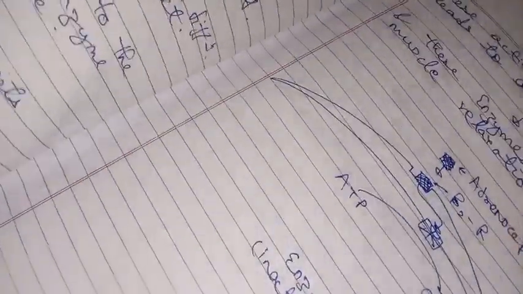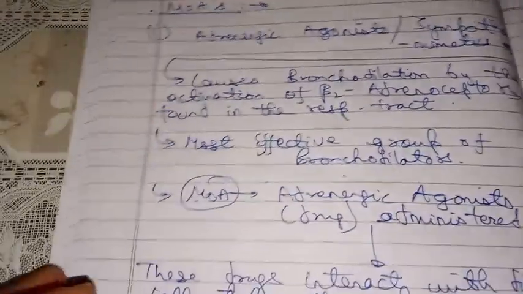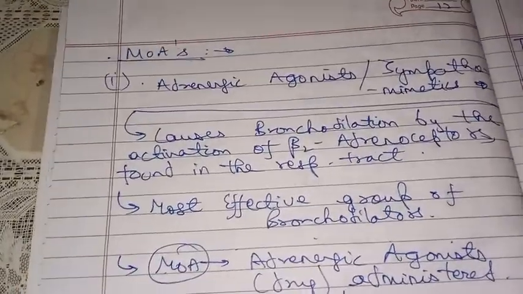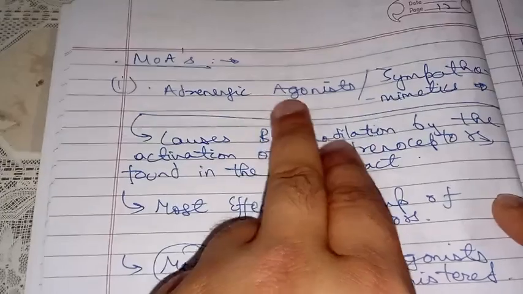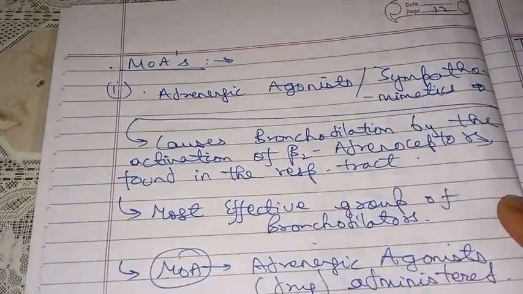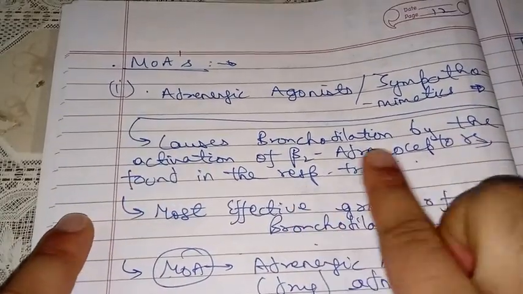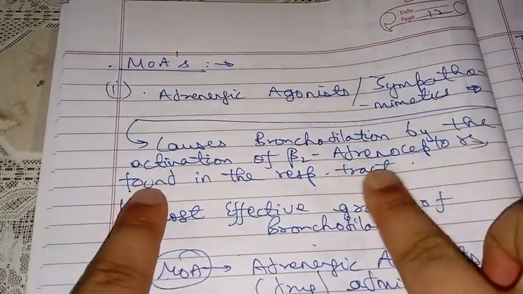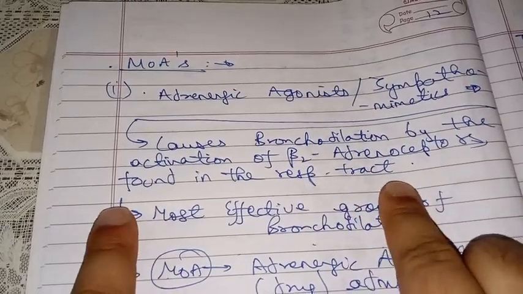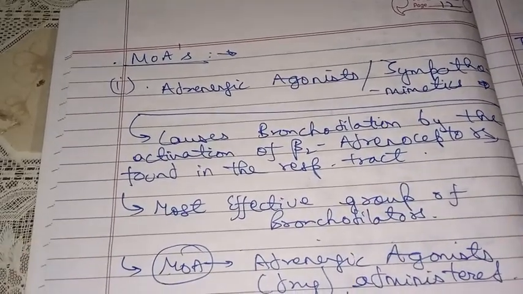Now if we move ahead and understand the mechanism of action of the various drugs. First we understand it with respect to adrenergic agonists or sympathomimetics. Adrenergic agonists or sympathomimetics cause bronchodilation by the activation of beta 2 adrenoceptors found in the respiratory tract.